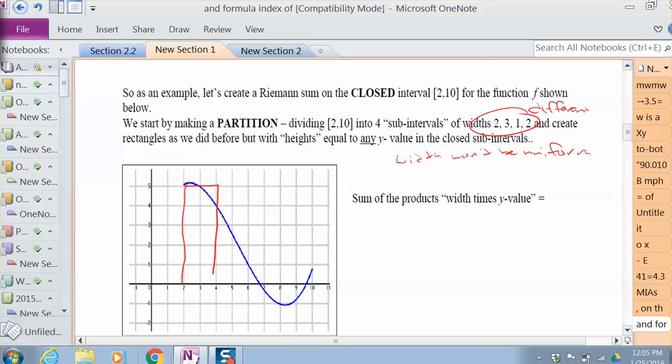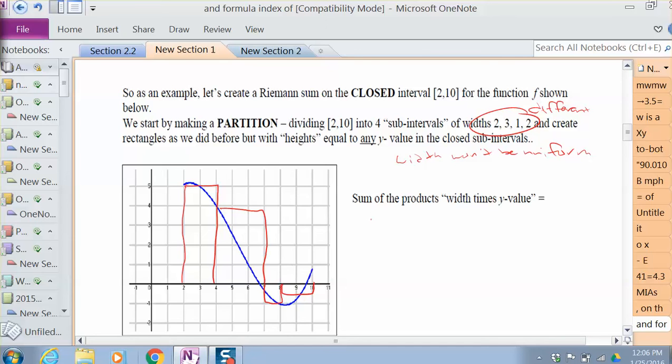That's my first interval. Say my second interval has width of 3. Let's say I do this here. And the next interval has a width of 1. The next interval has a width of 2, kind of like that. Actually, let me make that a little bit bigger. So, a lot of different ways I could draw my rectangles. I did it kind of randomly.